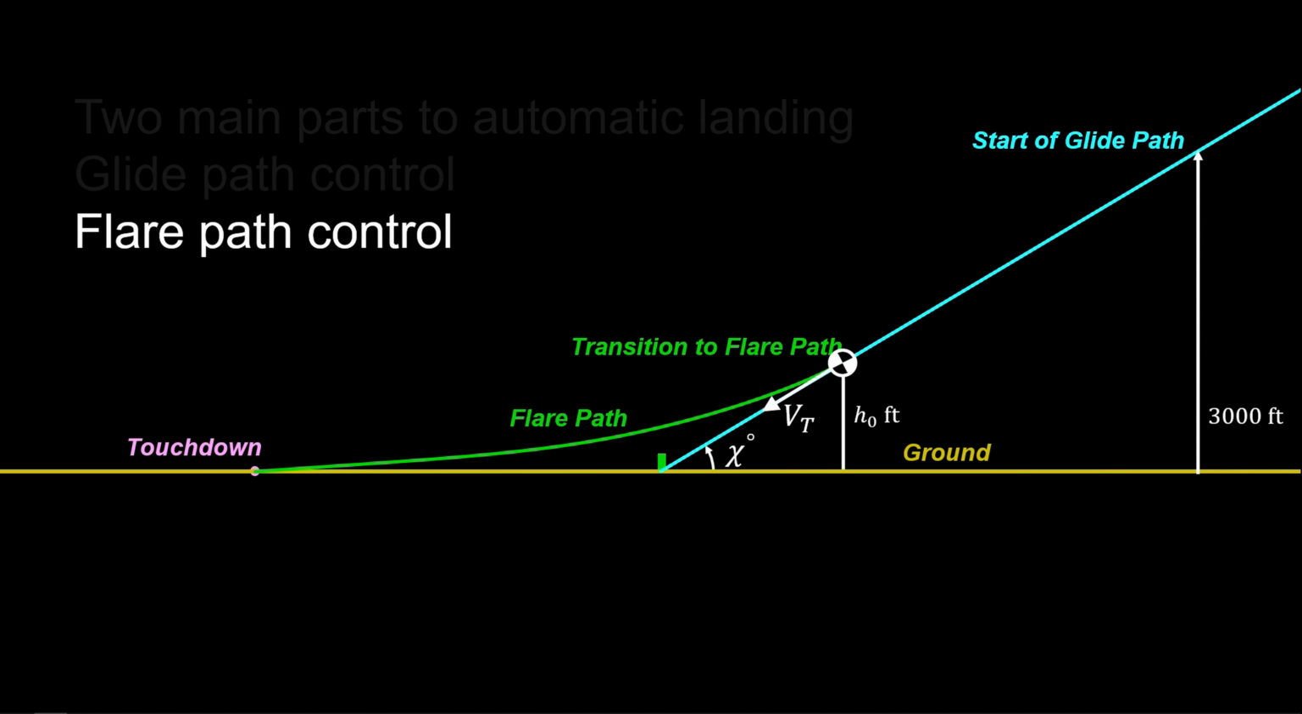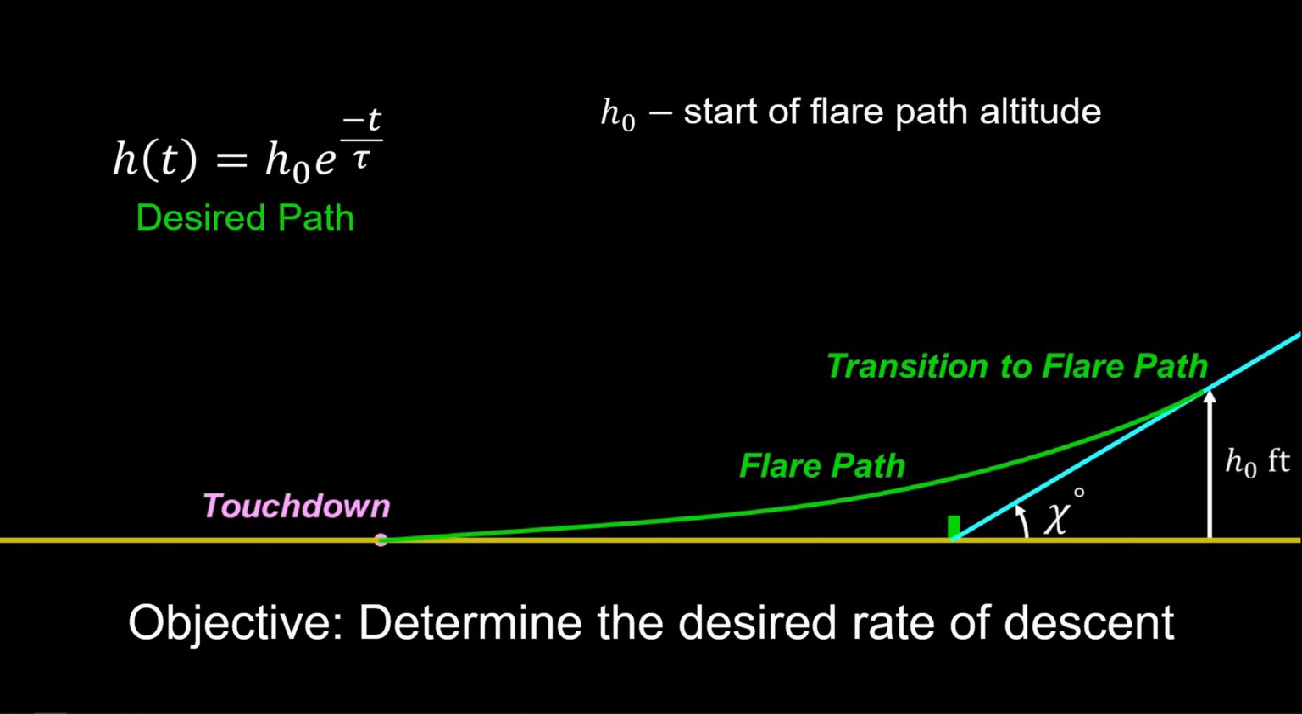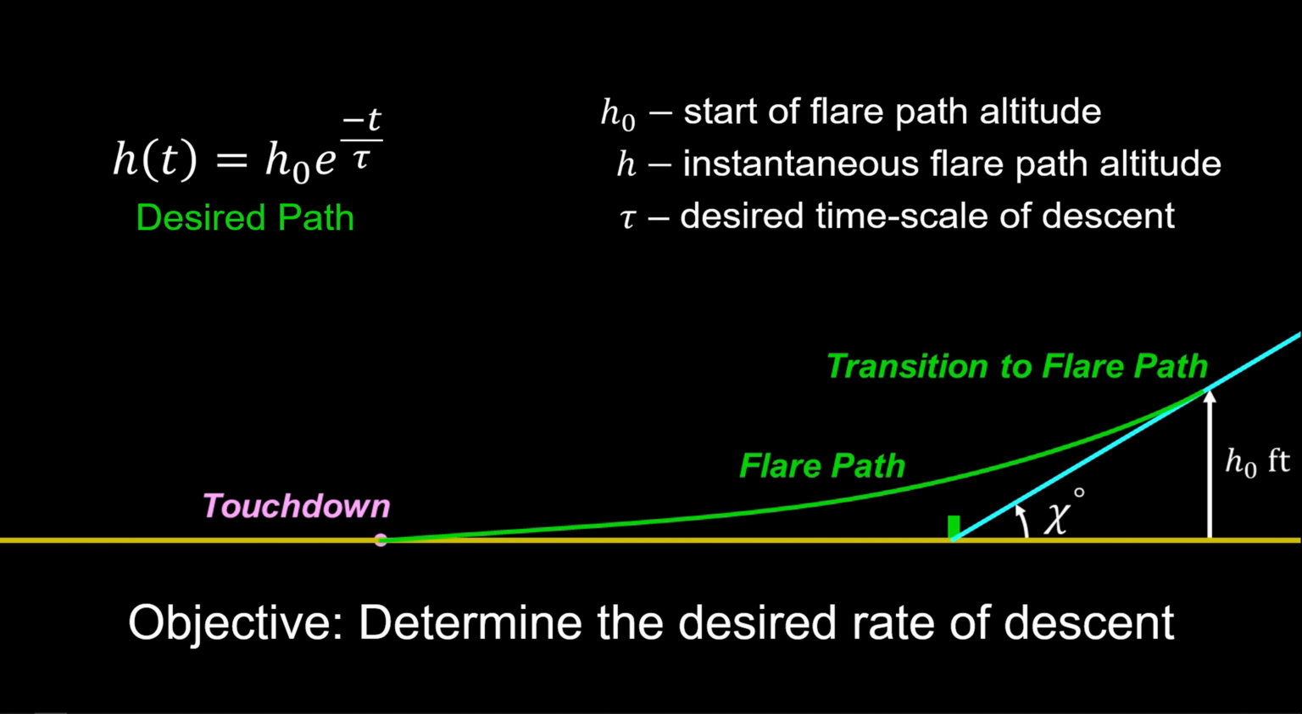In this lesson, we go into the details of an automatic flare path control system. Successful piloted flare paths follow an exponential path to touchdown. So, we define an exponential path we wish to follow, where h0 is the altitude at the start of the flare path, h is the instantaneous altitude, and tau is the desired time scale of the exponential descent. The geometry of the flare path is embedded in tau, so our first objective is to determine tau, that is, the time scale of the rate of descent from the geometry of the flare path.